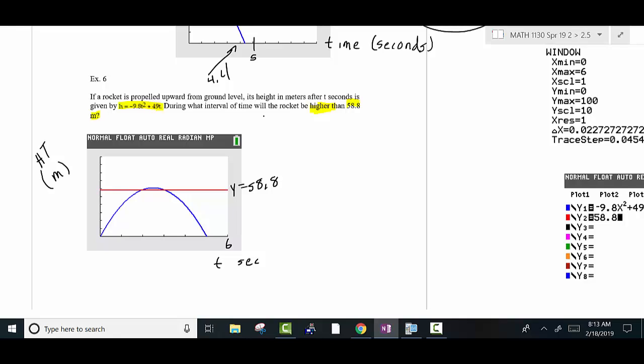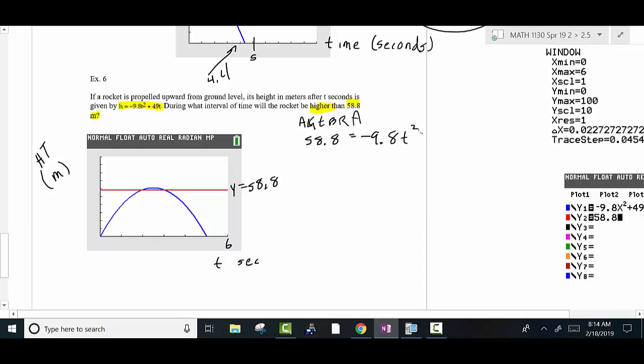So what we need to do is figure out that x value and that x value. We can do that on the calculator, but we can also do it by hand with the quadratic formula, though I'm not going to bother doing that. I'm just going to mention what you could do. If you did this by algebra, you would take this equation, set the height equal to 58.8, and then solve that.